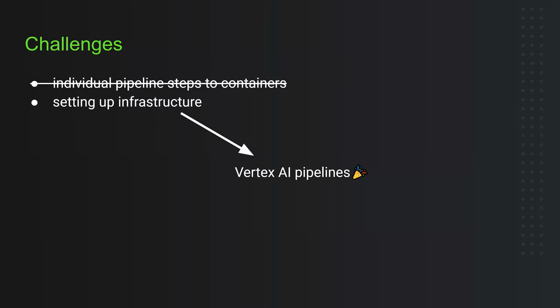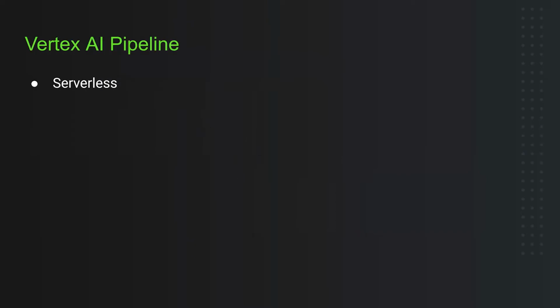And if you just listen to what Shivay just said about pipelines and how they work together, setting up infrastructure is one of the problems we want to tackle with this talk. So, having said that, we now want to talk about Vertex AI pipelines, which I said does a great job at it. So, how does it do that, and how does it work?